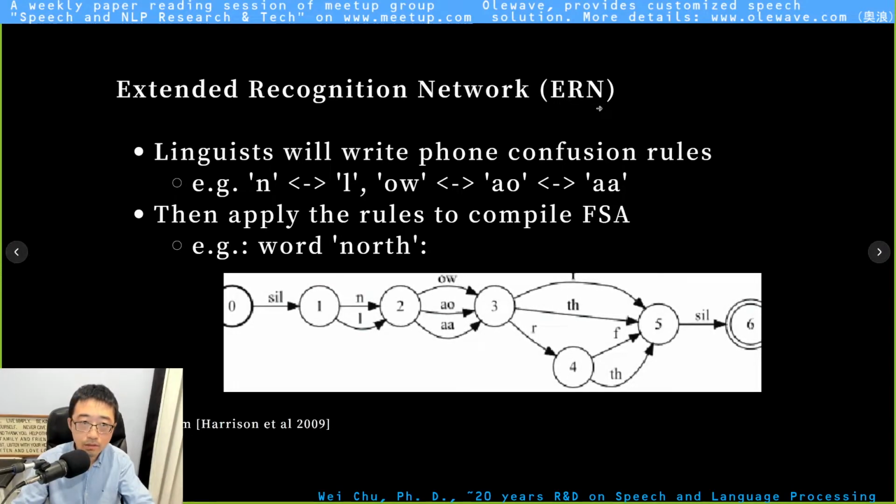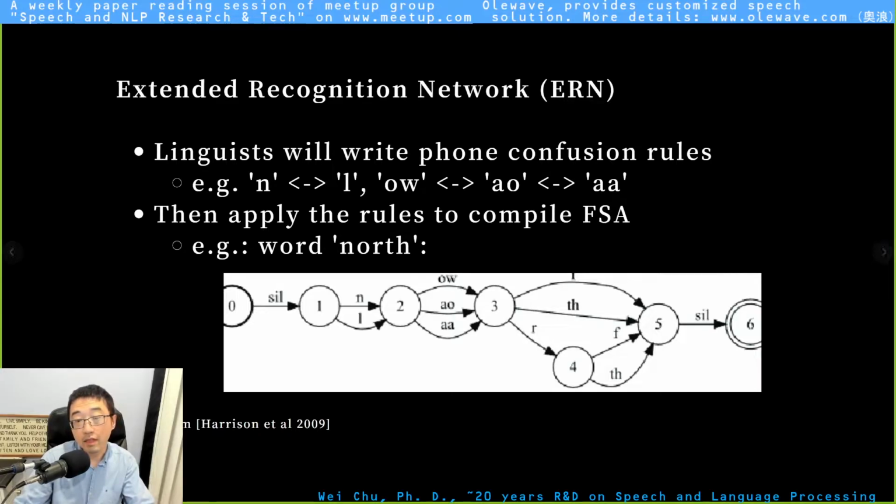So for the ERN, I think it's the most commonly used approach. It was developed more than 10 years ago, and people are still using it in speech assessment or mispronunciation detection. Linguists will write phone confusion rules. For example, I have a word north, and people may read the different phonemes wrongly. Instead of just having a linear acceptor which goes from 1 to 2, 2 to 3 and 3 to 5, where between each two nodes there is just one arc, okay?